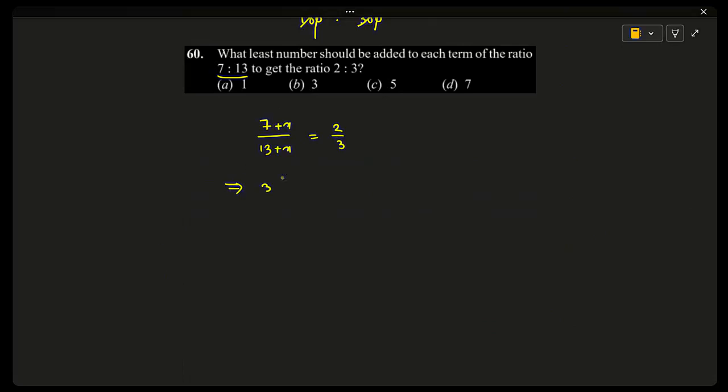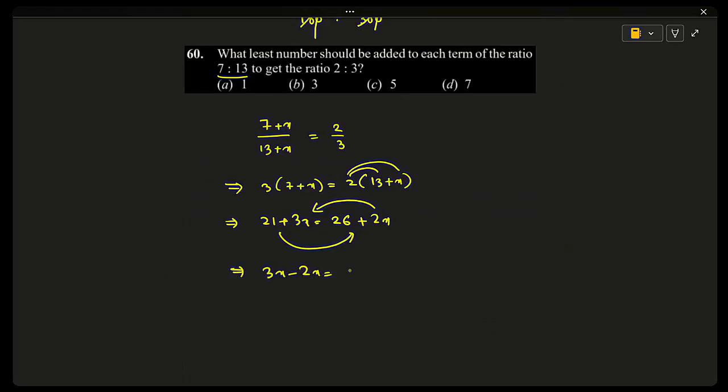So 3 we will be multiplying 7 plus x. 2 will be multiplying 13 plus x. Simplify to get the value of x. 3 sevens are 21. 3 into x, 3x. With 2 you multiply both 13 and x. 2 into 13 is 26. 2 into x is 2x. Transpose plus 2x here, plus 21 here. So plus 2x becomes minus 2x, plus 21 becomes minus 21. So finally we got the value of x is 5. That is option C.